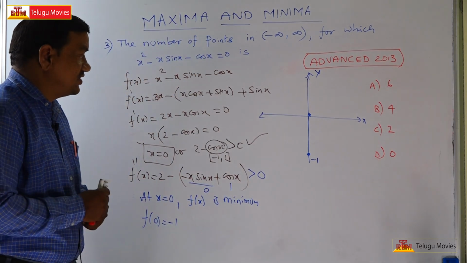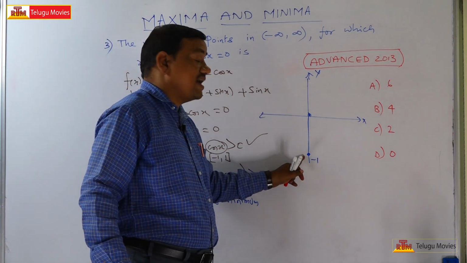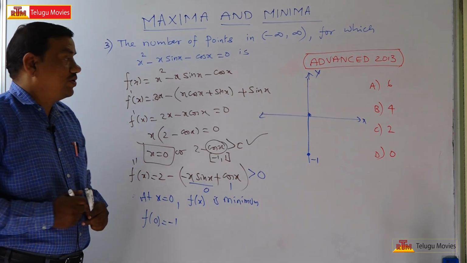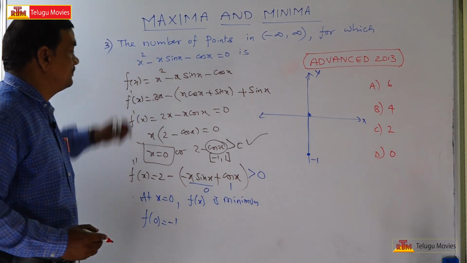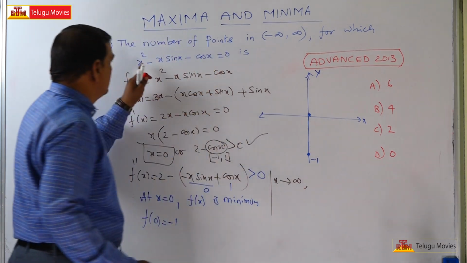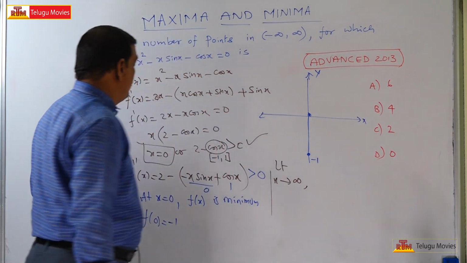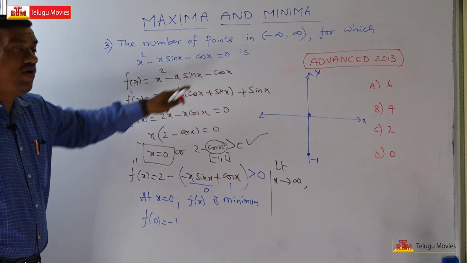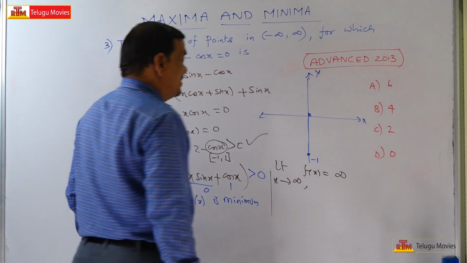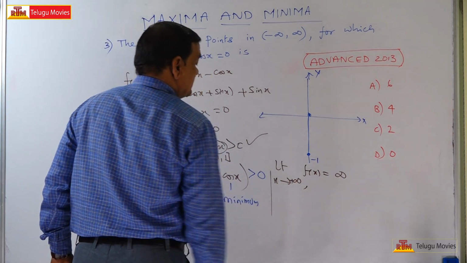At 0, the function is taking minus 1, that is the minimum value. Minus 1 is the minimum value at x equal to 0. Now, if you observe, as x tends to infinity, the limit as x tends to infinity, this f of x value is also infinity, strictly speaking plus infinity.